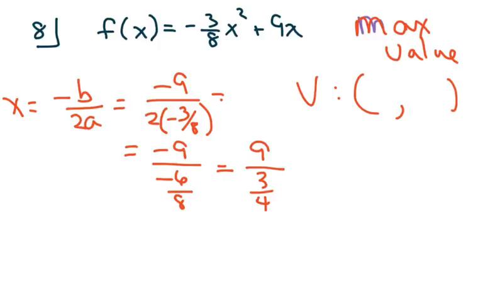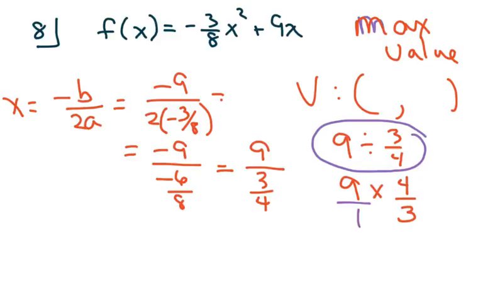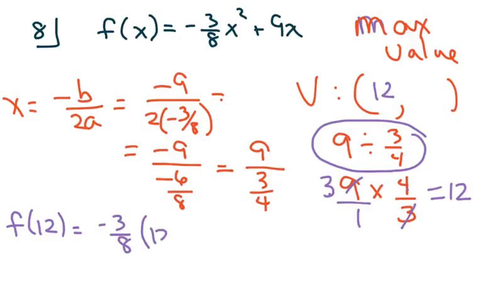And basically, when you see something like this, it's like saying 9 divided by 3/4, which is the same as 9 times 4 over 3. Remember in 4th or 5th grade when you did that? It's over 1. So the 3 goes into 9 3 times, 4 is 12. So I'm going to plug in 12 there. Now I have to plug all this in, so f of 12 equals negative 3/8 times 12 squared plus 9 times 12.